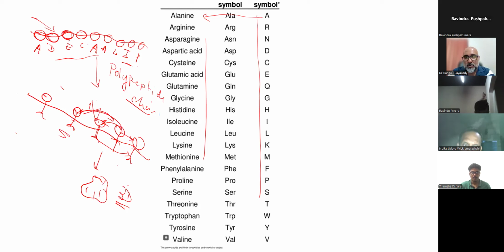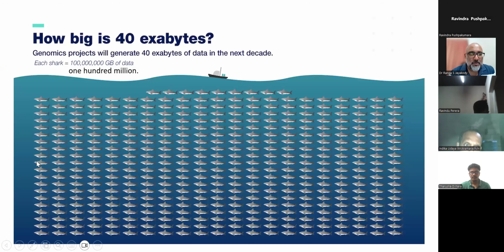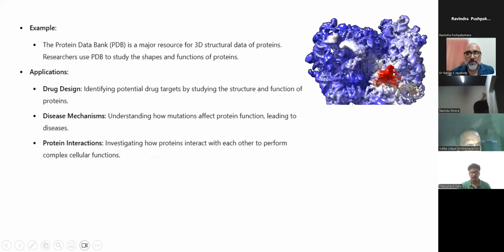Okay, so there are experimental ways of getting the three-dimensional structure of the protein. Let me first show you what I mean by a three-dimensional structure. I think I have a picture here. Now can you see this picture, the blue color picture? That is a three-dimensional structure of a protein, right? So it has a very specific shape.